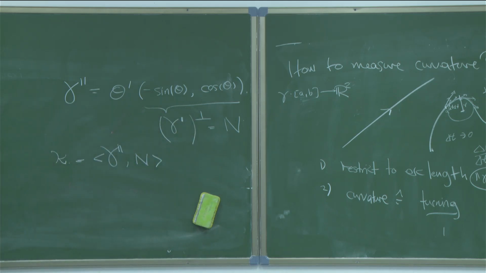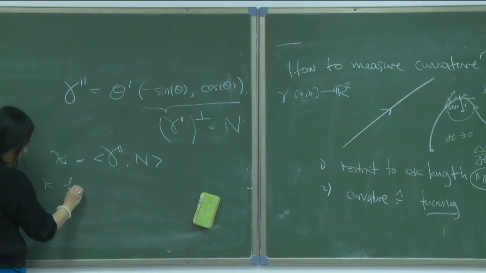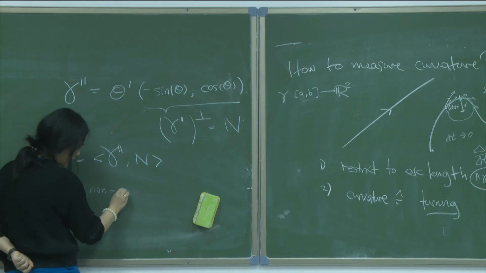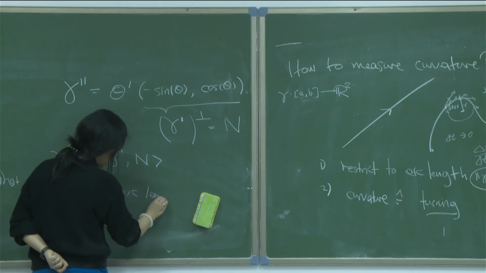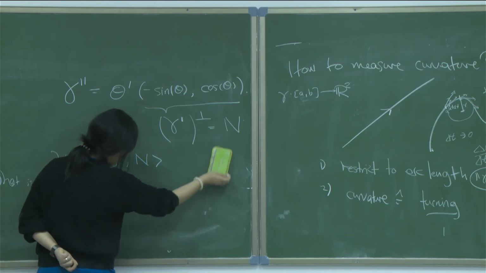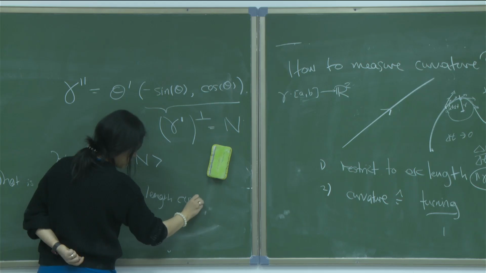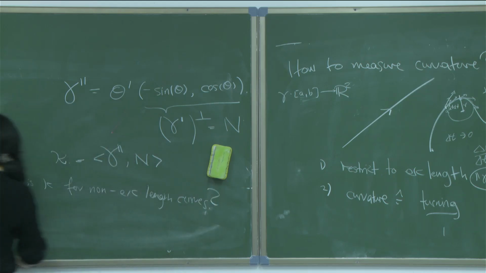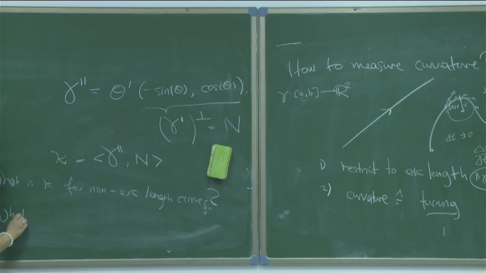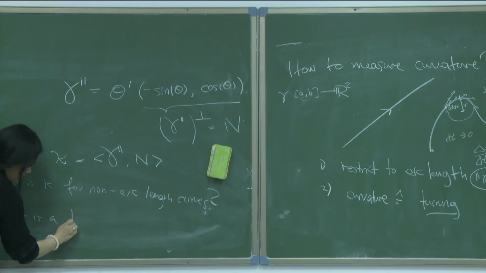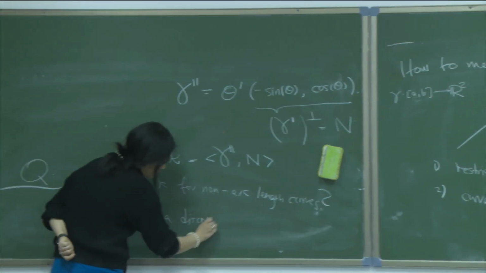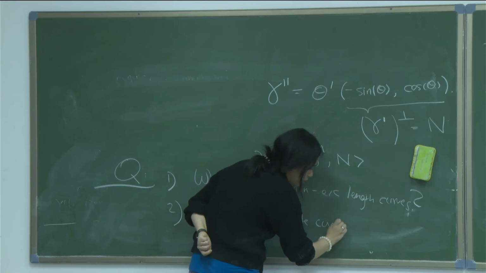So the questions to think about until next time: first, what is the formula for kappa for non-arc length curves? And second, what is a discrete curve, and what is its curvature?